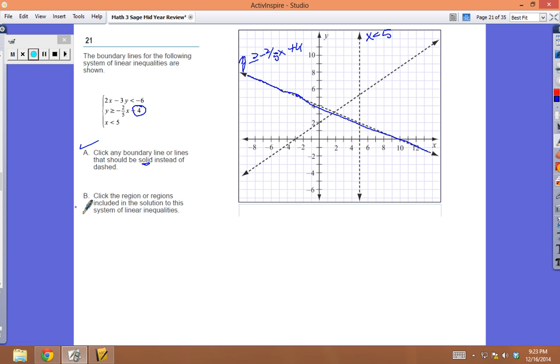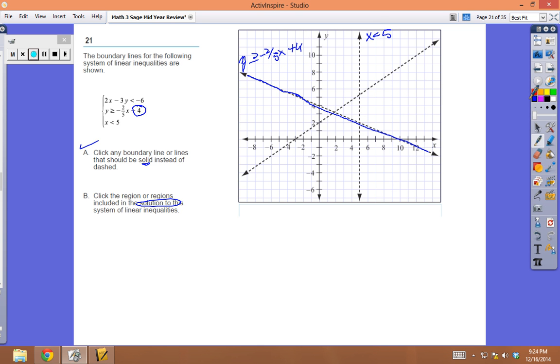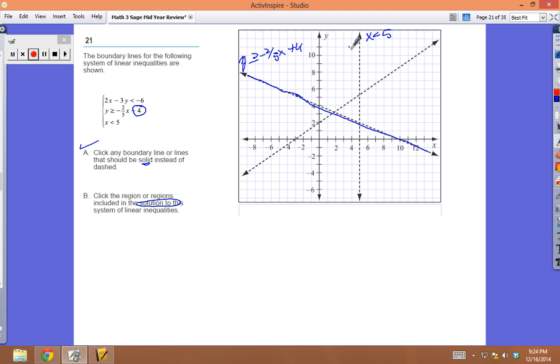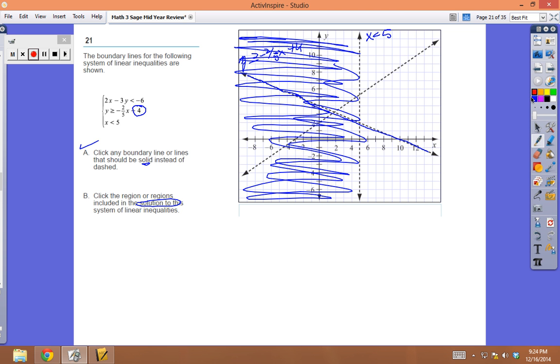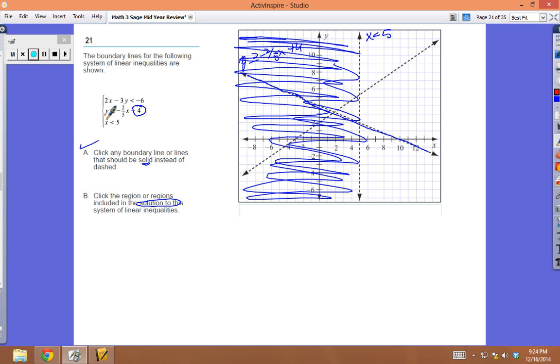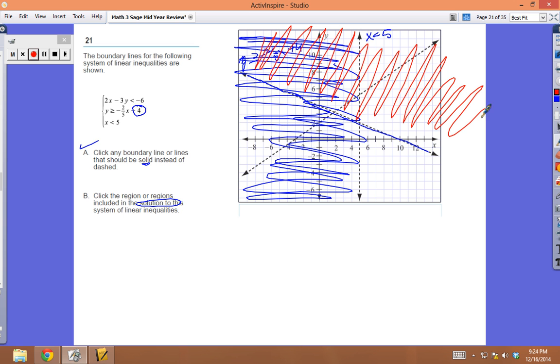Okay, now B. So A is done. B. We need to figure out where the solution is going to be, the region that meets all 3 of these lines. So this guy right here, let's do this vertical line. X is anything less than 5. So that is going to be anything on this side of the line. Okay, now this one, the answer is y is anything greater than this line. So greater than this line is anywhere above that line.